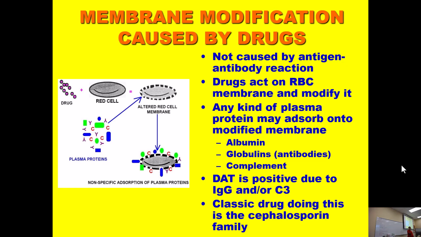Membrane modification caused by drugs. It's not actually caused by an antigen-antibody reaction, but the drugs act on the red cell membrane. It alters the membrane. Any kind of plasma protein they absorb on the modified membrane, and then DAT is going to be positive for IgG and complement. Cephalosporins are classic for this group.